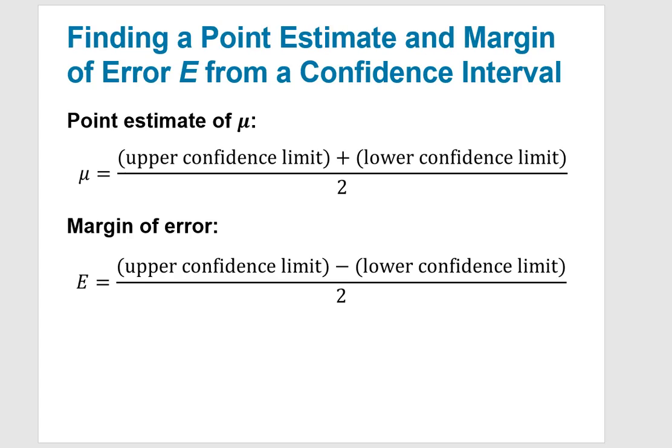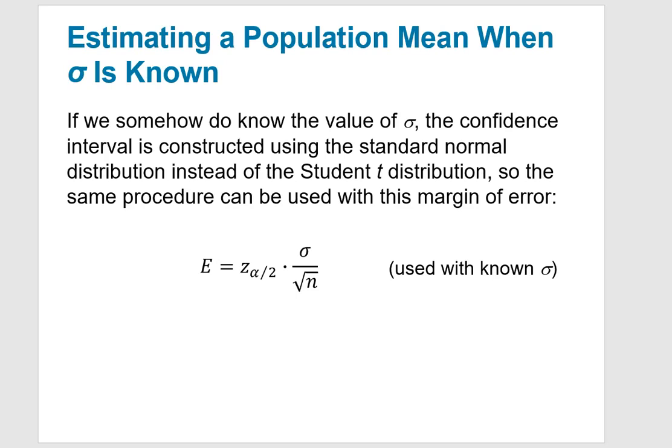Now, what do we do if we know the standard deviation of our population? That's when we use our z. Okay, so you only use the t-distribution when you don't know the standard deviation of the population. If you do, then you're just going to use your z-value, and the error looks exactly the same, except you're using a z versus a t.